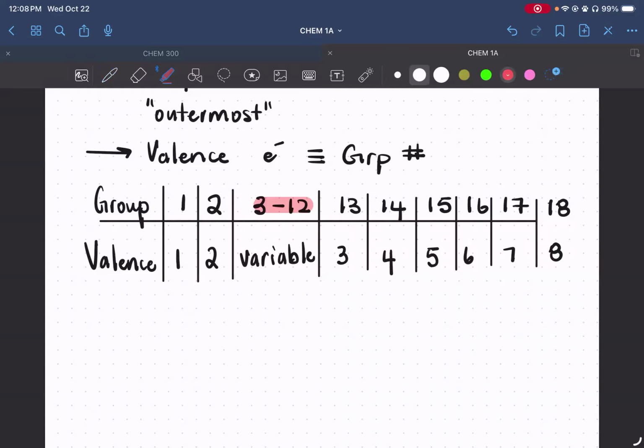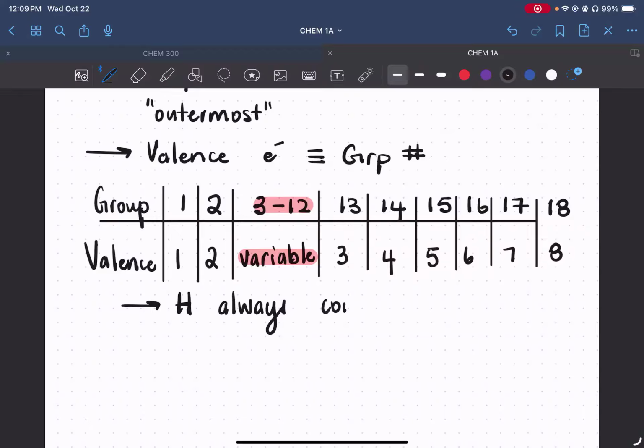So in theory, the concept of valence electrons should not be something new to you. It's something we've talked about at length over the course of the semester. Now, while we're on this topic, just a quick reminder: hydrogen is in group 1. Let's make something absolutely clear: hydrogen will always contribute 1 electron.